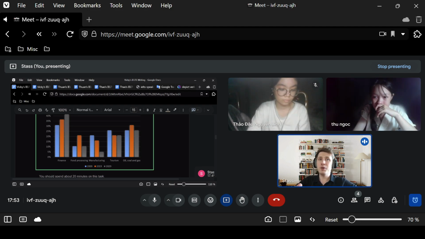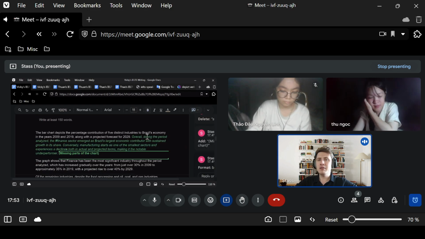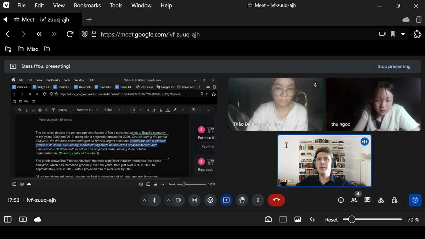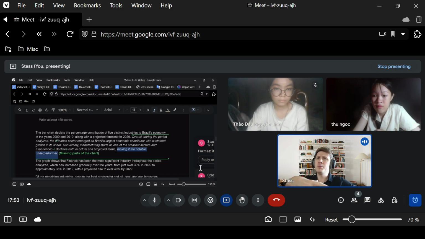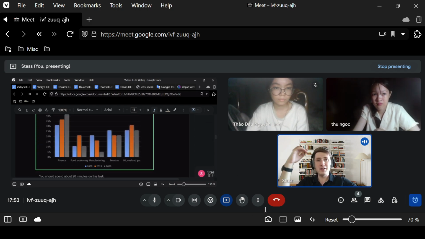You don't have it at all in your overview, and your overview is pretty long already. So instead of adding things like "conversely" or "during this period analyzed", you don't need those words. Instead of wasting time on making it the notable underperformer, just mention the actual things you have to mention, right?